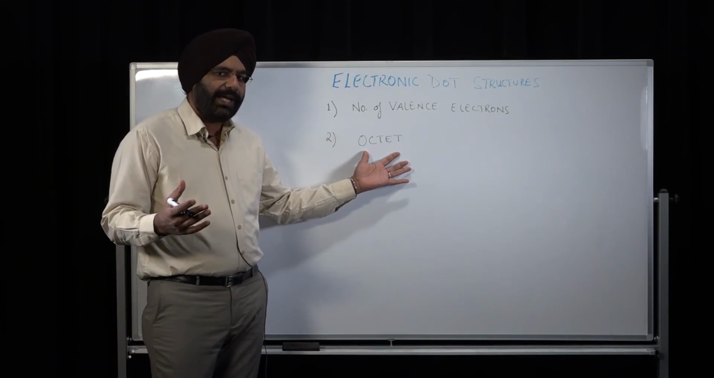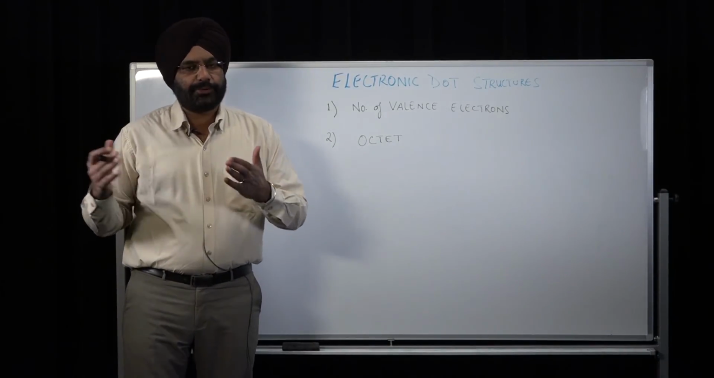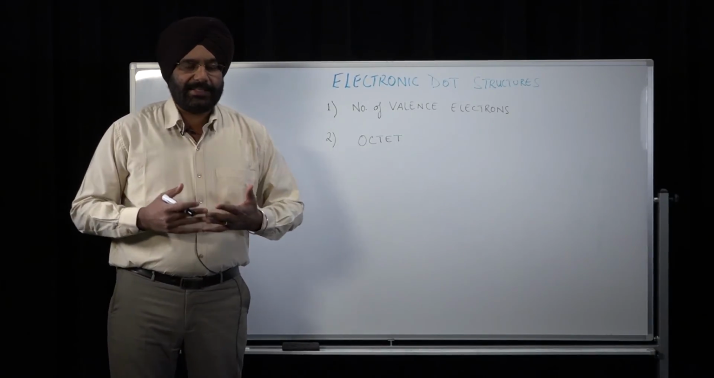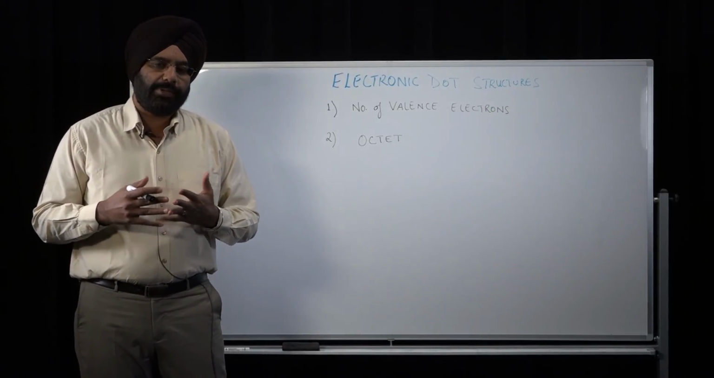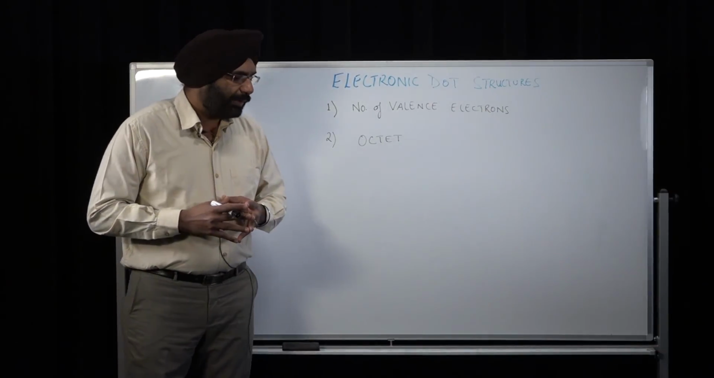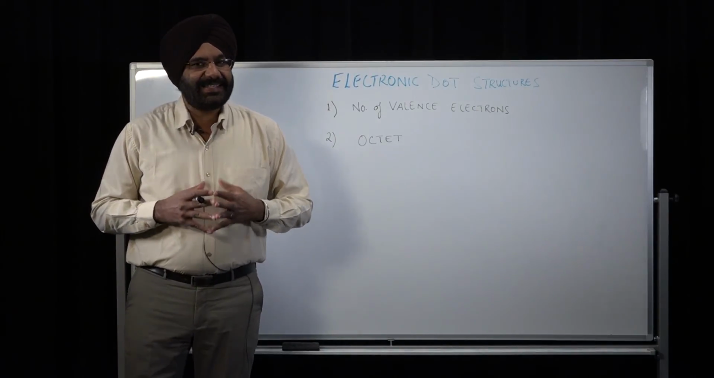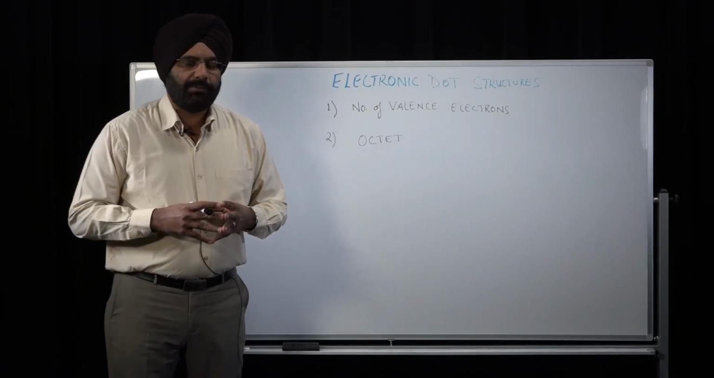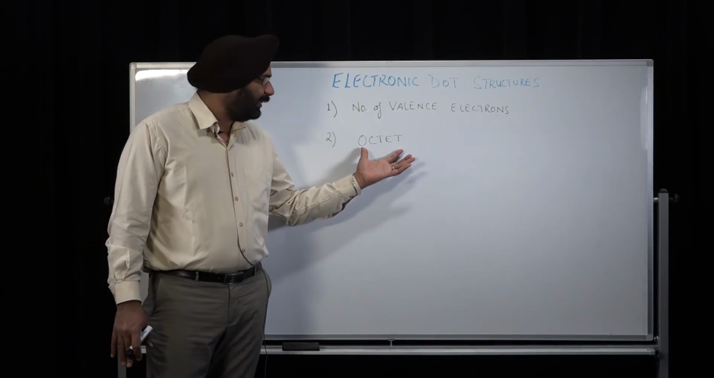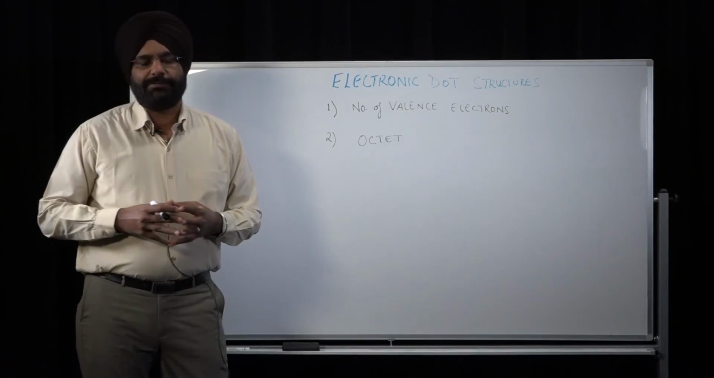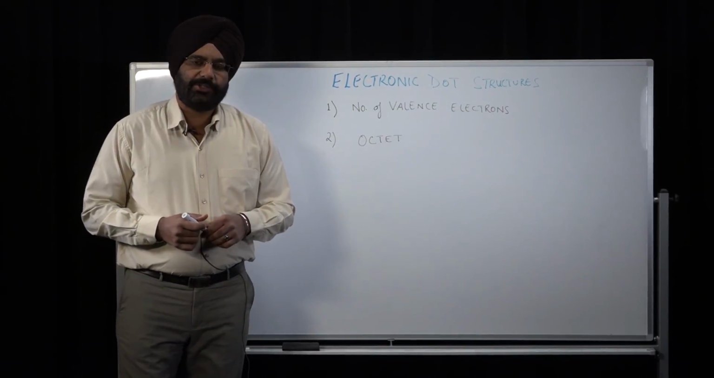That means they try to have 8 electrons. Although there are exceptions to this rule, the atoms in the third or fourth or so period can extend their octet. That means they can have more than 8 electrons. Whereas there is one atom in the second period, boron, which has less than 8 electrons in its valence shell. So there are some exceptions, but the majority of the atoms try to obtain an octet while forming a bond with another atom in a molecule. So that's what we are going to learn today, writing the electronic dot structure.